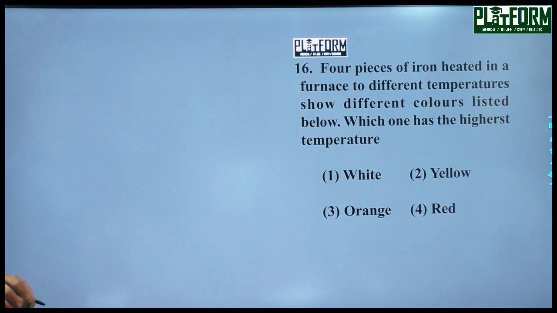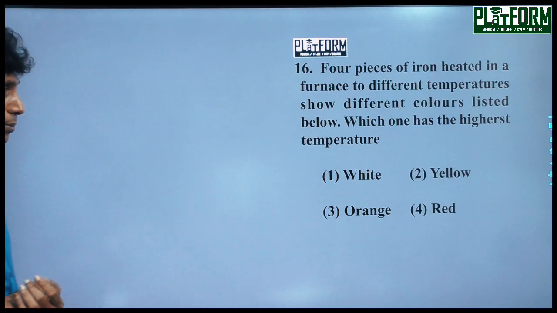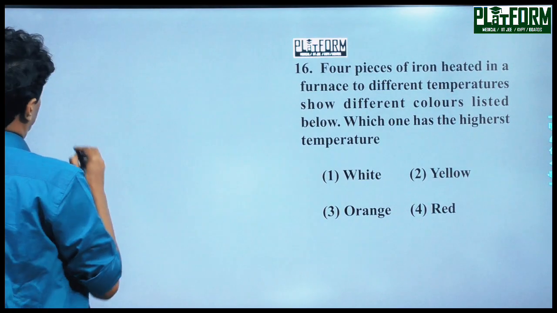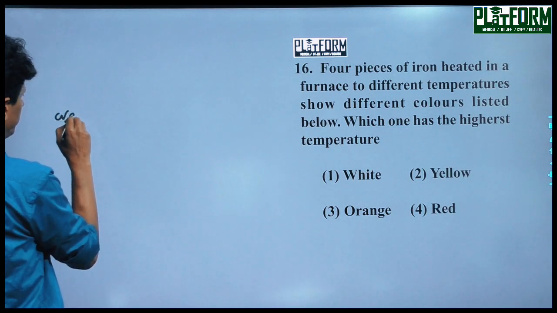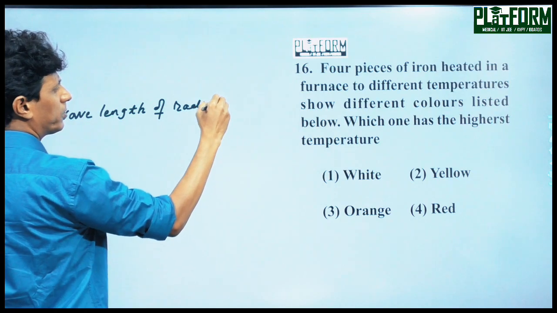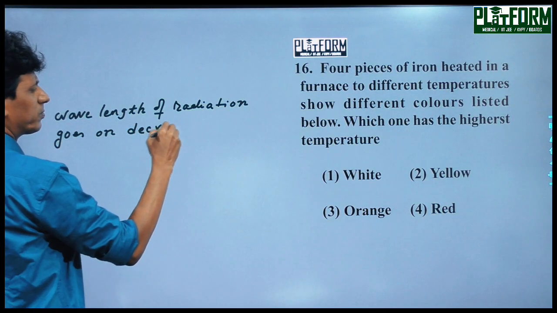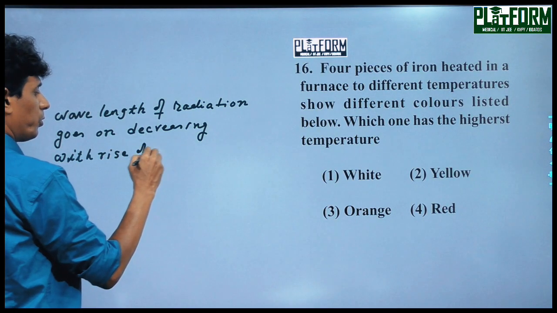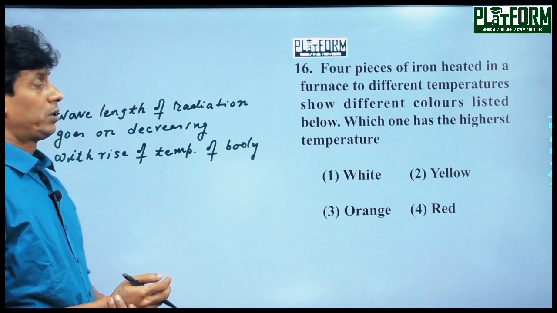Okay, next problem. 4 pieces of iron are heated in a furnace to different temperatures, so different colors are listed below. Which has the highest temperature? You know, radiation, with the rise of temperature, the wavelength of radiation goes on decreasing with the rise of temperature of the body, according to Wien's law.